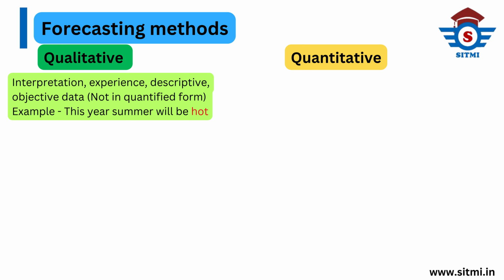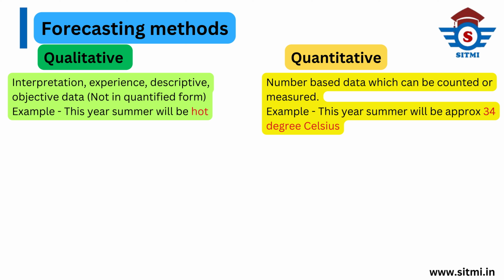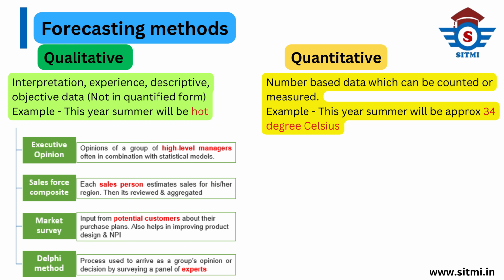Now on other side, what is quantitative forecasting? So quantitative forecasting is basically a data which is number based, which can be counted or which can be measured easily. So that is the major difference between qualitative and quantitative forecasts. Now there are multiple types of qualitative forecasts like executive opinion, Salesforce Composite, market survey, and also Delphi method. Now we'll talk one by one.